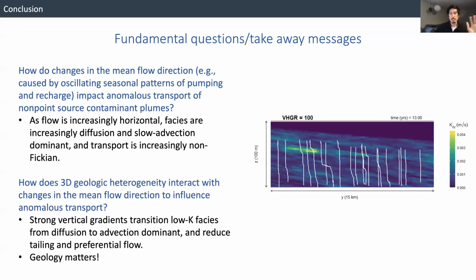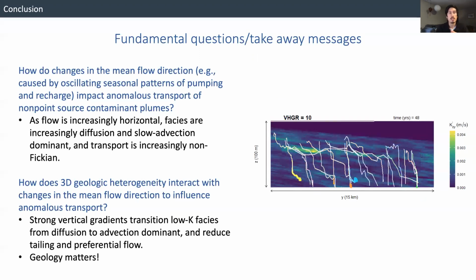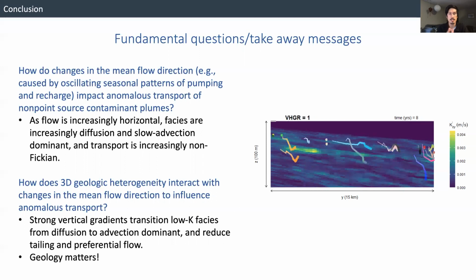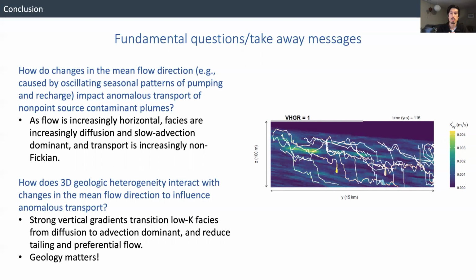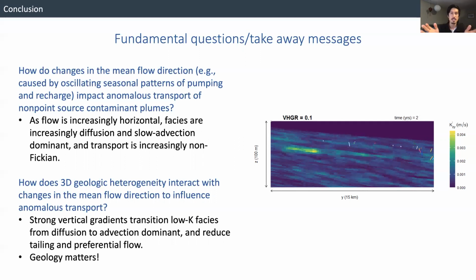So that's the bulk of the presentation. I have 2 more slides here. On the right, I'm showing an animation of the same VHGR scenarios, but now I'm showing 20 particles per scenario and highlighting the full trajectories, and different colors just indicate different particles.